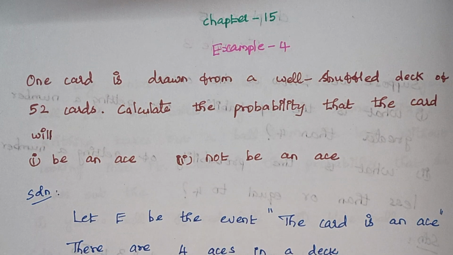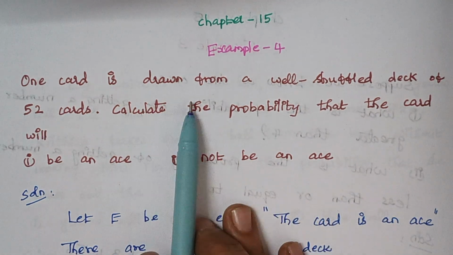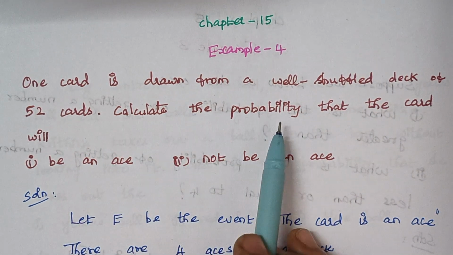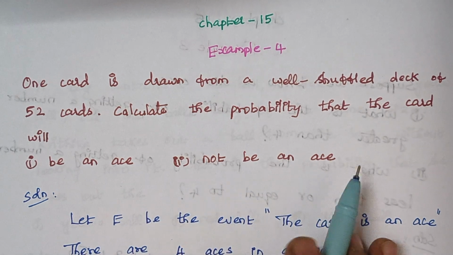Today we are going to solve example problems in chapter 15 probability. Today we start our discussion with example 4. The problem is one card is drawn from a well shuffled deck of 52 cards. Calculate the probability that the card will be an ace, will not be an ace.